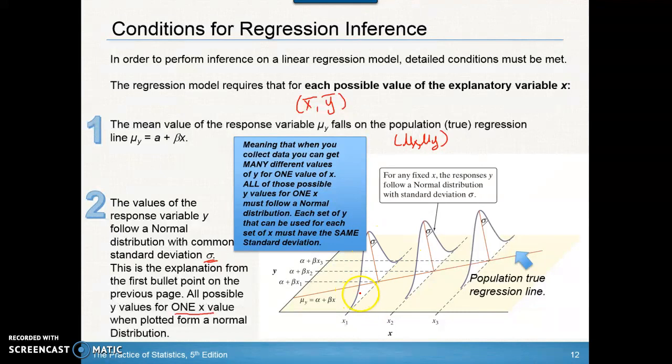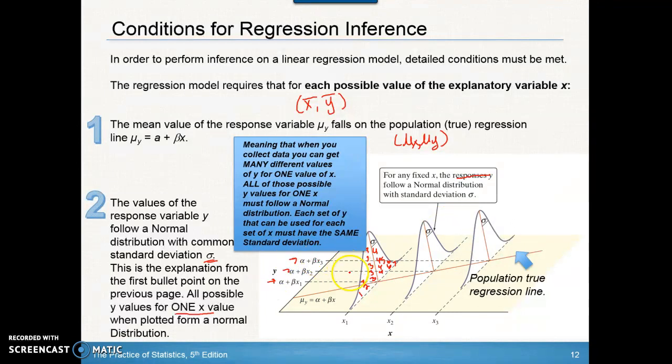So this would be y is 1, this is y is 2, 3, 3, 3, 3, 4, 4, 4, 4, 5, 6, 7. So notice they're clustered around 3 and 4. That's just showing that these are all of my possible response variables y. They have a normal distribution for every single possible x value. So for any fixed x, when I pick an x, the responses y follow a normal distribution with a common standard deviation.